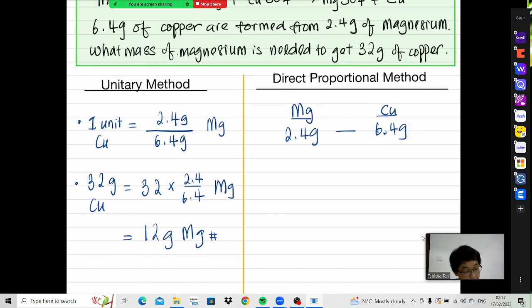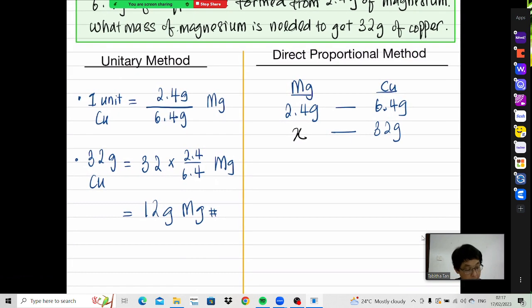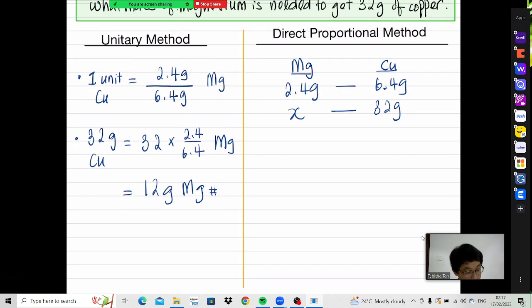Okay, what they ask us to find is what mass of magnesium is needed to get 32 gram of copper. In the same way, let's arrange that. Doesn't look nice with different color, just put in. Okay, so now you can pause the video and try to arrange that and join me later. Okay, I trust you already gave a thought to it.